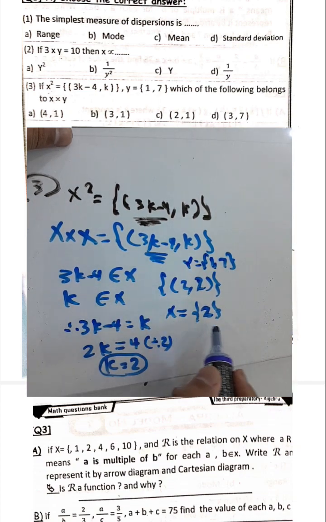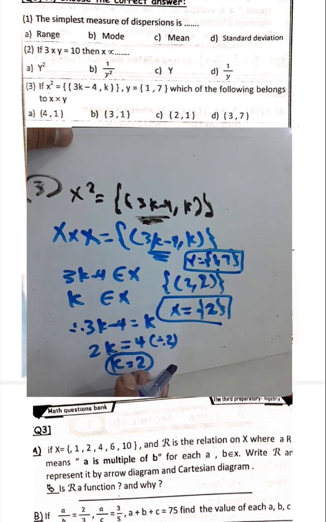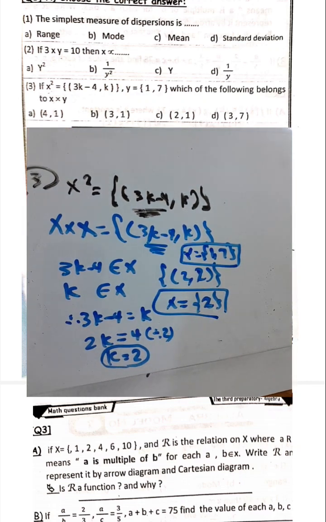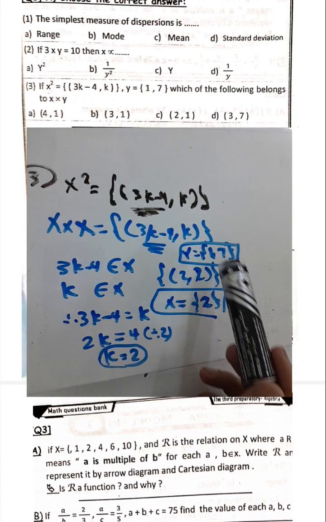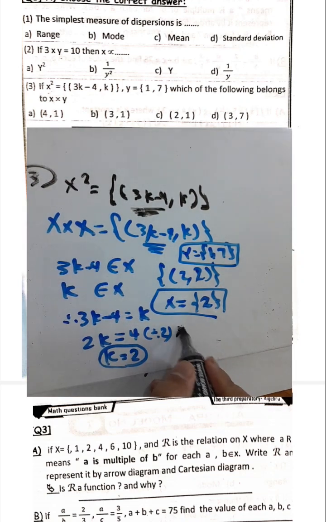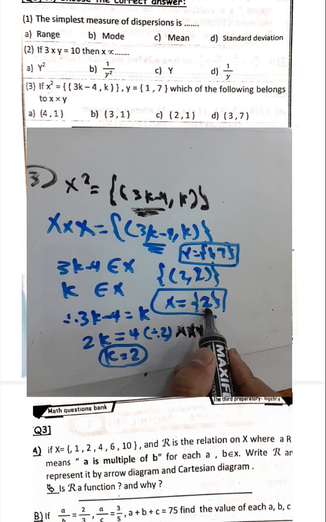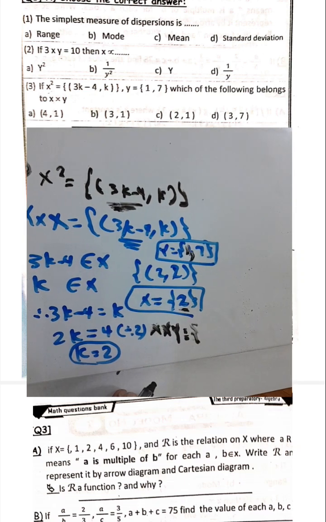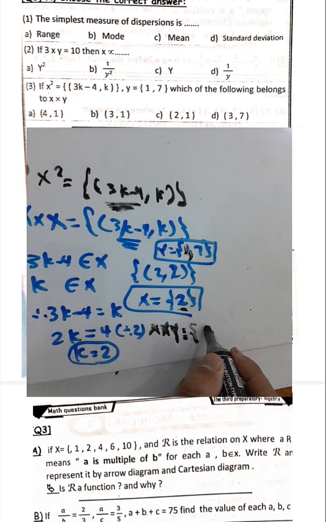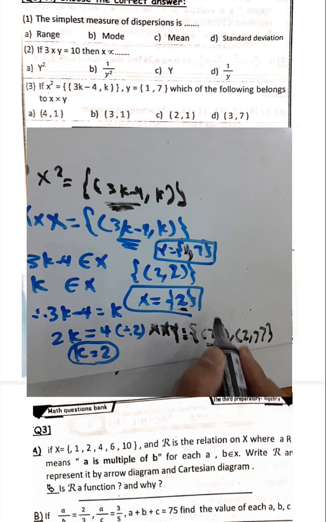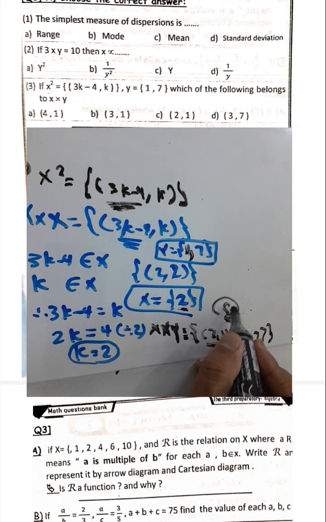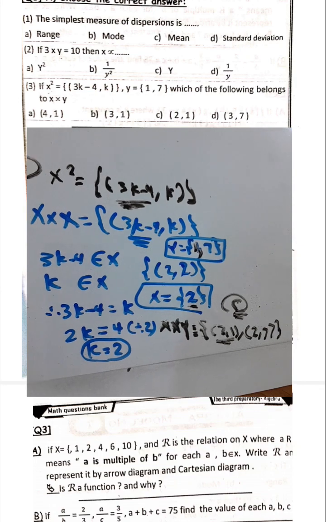Okay, we have x and y. He asks which of the following belongs to the Cartesian product of x with y. We have (1, 2) or (2, 1). He wants x product by y, so we will choose (2, 1). The Cartesian product between x and y is (2, 1) and (2, 7). Then we will choose (2, 1), letter C. The result here will be letter C for this example.